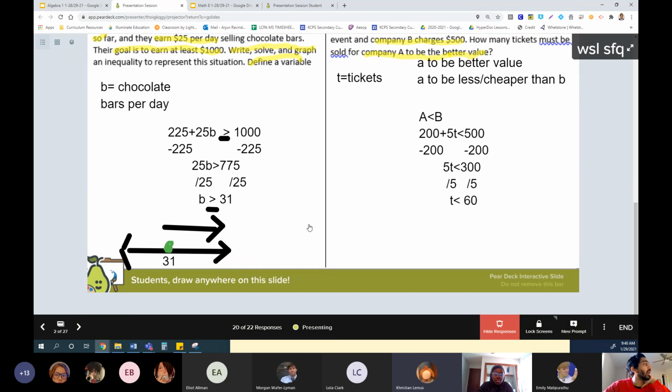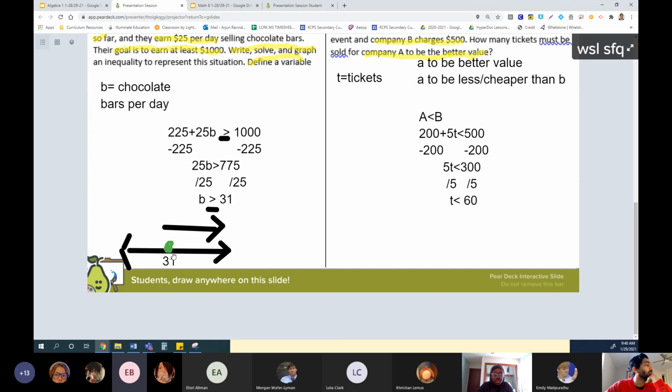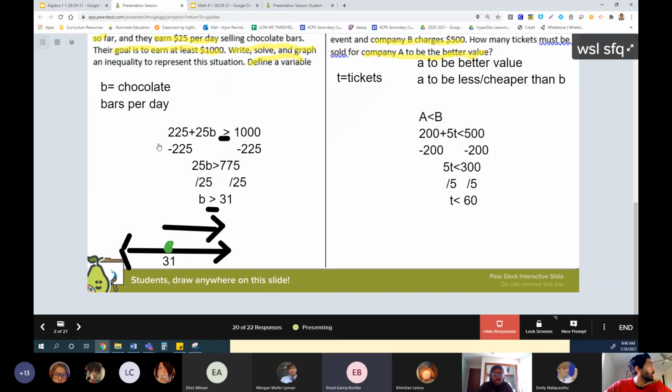Okay, Emily, I noticed that when you made your graph, you did a closed circle. What happens at 31 days? Why is it a closed circle? It's a closed circle because it can be greater than or equal to. So that means it can be 31 or it can be more than 31 days. Yes, you're right. 31 days of selling chocolate bars. So 31 times 25, which is $25 per day, is 775. If you add 775 to 225, they'll be exactly at $1,000. On day 31, they'll be exactly at $1,000. So that's why this point exists, because it'll be a conclusively true point.